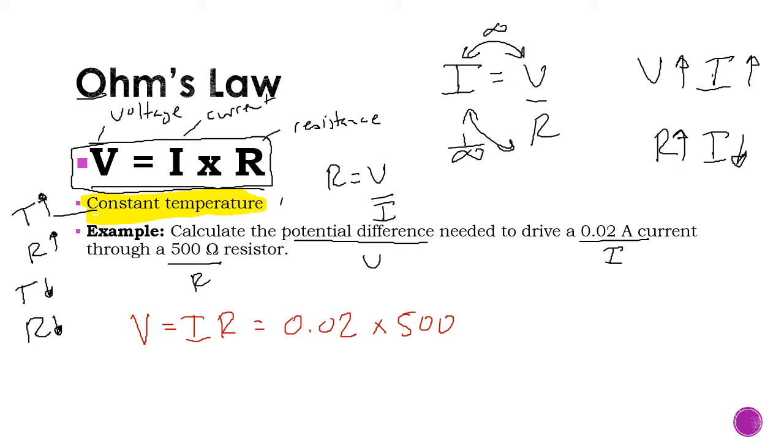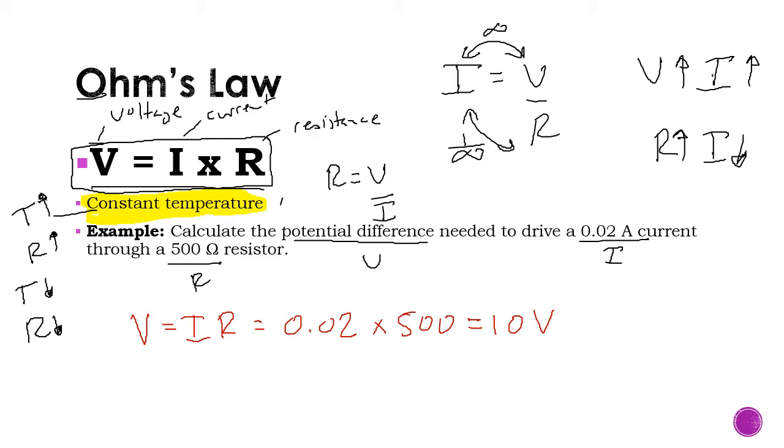I'll pull out my trusty calculator. Oops, it's way too far. I don't know why I put it so far away. 0.02 times 500 equals 10 volts. And that's pretty much it. That's how you use the equation.